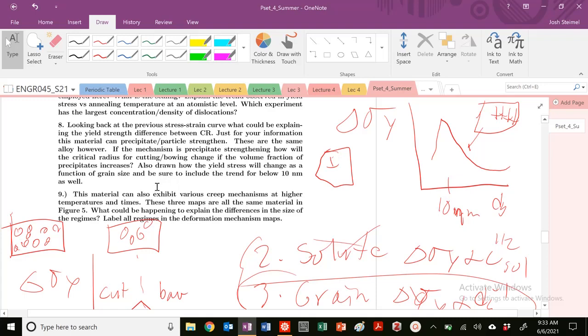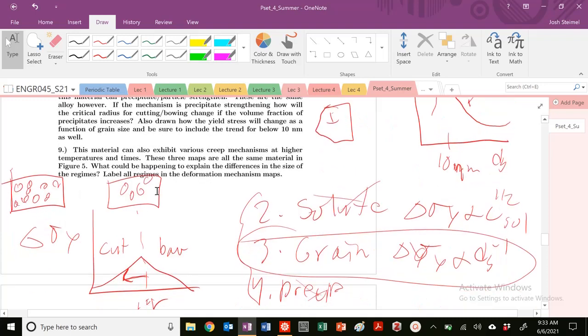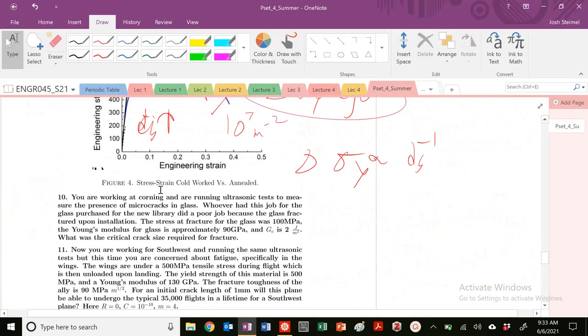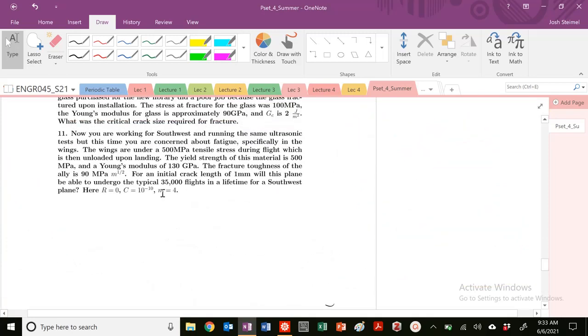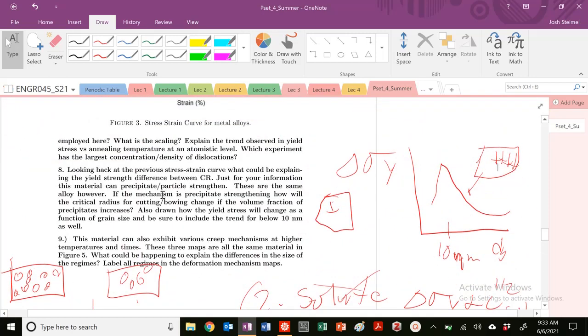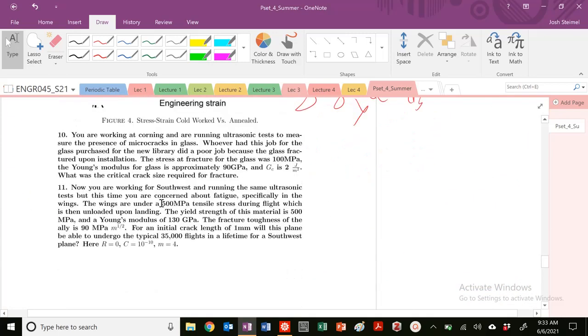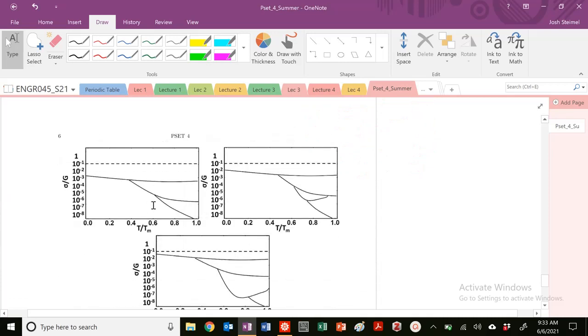Great. This material can also exhibit various creep mechanisms at higher temperature and times. The three maps are all the same material in figure 5. So where are we at? What could be happening to explain the differences in the size of the regimes? Label all the regimes in the deformation mechanism maps. All right. We know that this top one always occurs at 10 to the minus 1. That's my theoretical yield strain. Below there is my dislocation glide.